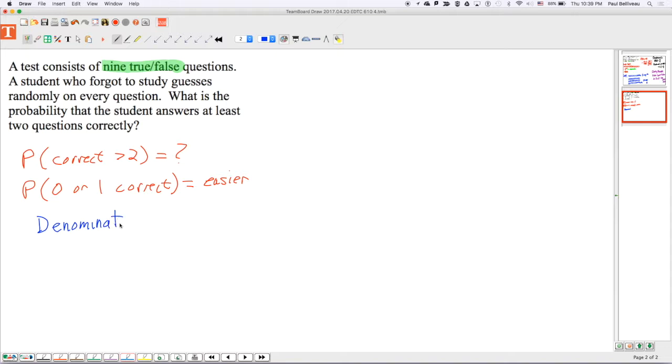The denominator is always the number of things in your sample space. So the sample space here is the number of choices you have. Look at the first question. You have a choice of true or false, like on the free throws, if that was something you could choose to succeed or fail. Here, you can pick true or false. On the second one, you can pick true or false. Third one, true or false, and so on 9 times.